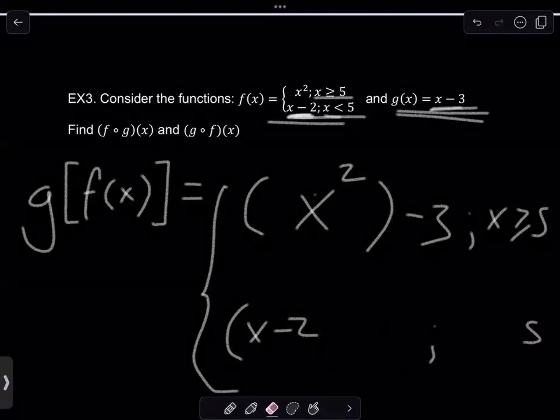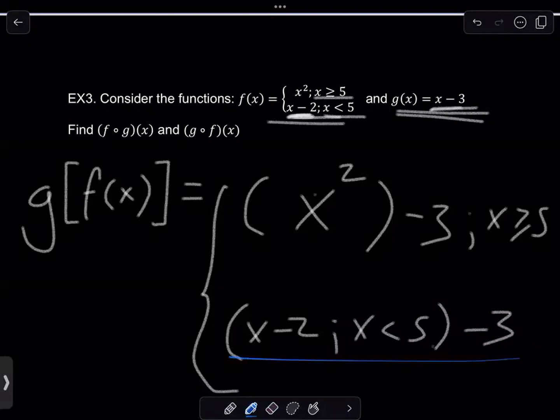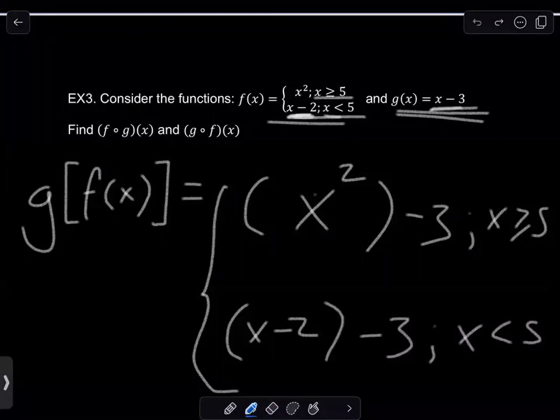Otherwise, we'd have something looking like this. x minus 2 whenever x is less than 5, and then we'd have minus 3 here. And this just looks weird. I haven't seen a function defined like this where the restriction is inside the function. That's just crazy. So this is your answer.